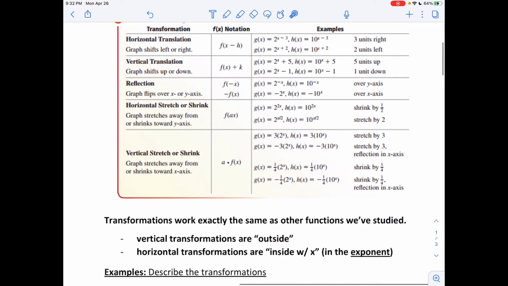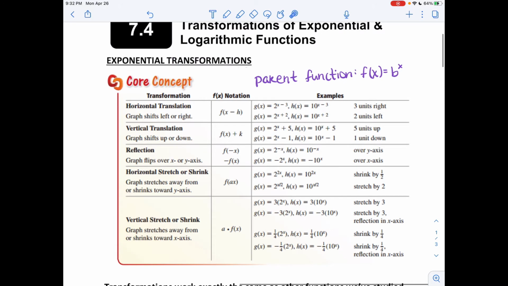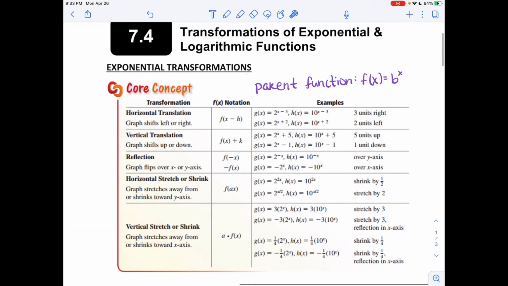So x is actually an exponent. What that means is that whenever we do horizontal transformations, remember that those occur inside with x, and normally x is something in parentheses, but this time inside with x means in the exponent. So if you see something besides just an x in the exponent, that means we have been transformed. I'm not going to take the time to go through each of these examples with you, but just know that these work exactly the same as every other function that we have transformed in the past.